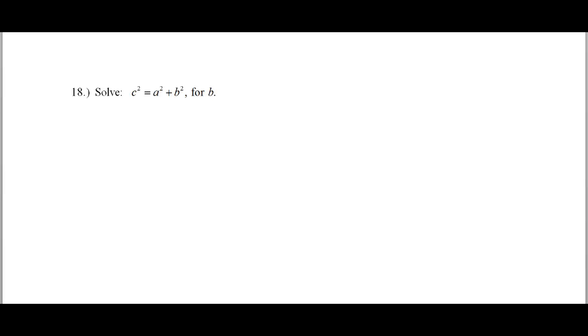We're going to solve for b. And the easiest thing I can do first is subtract a squared from both sides. And that gives me c squared minus a squared equals b squared. You could also write it as, negative a squared plus c squared equals b squared. Then take the square root of both sides. So b is equal to plus or minus the square root of c squared minus a squared. And that's really all there is to it in this problem. It's nice, quick, and simple, right?